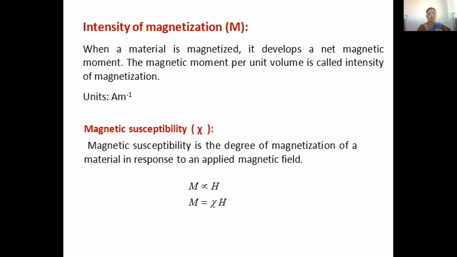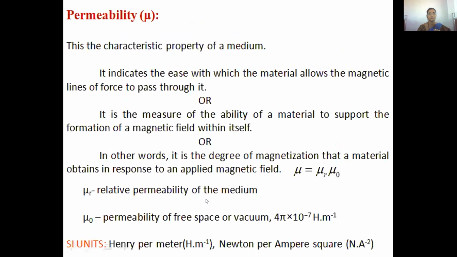Magnetic susceptibility chi. It is the degree of magnetization of a material in response to an applied magnetic field. That means M is directly proportional to the applied field H. Okay, here M is the magnetization arranged within the material because of the application of the external field H. M equals chi into H. Here chi we represent as susceptibility.